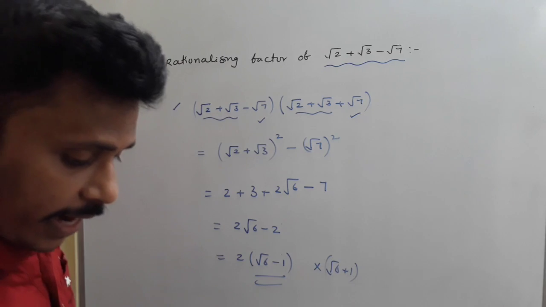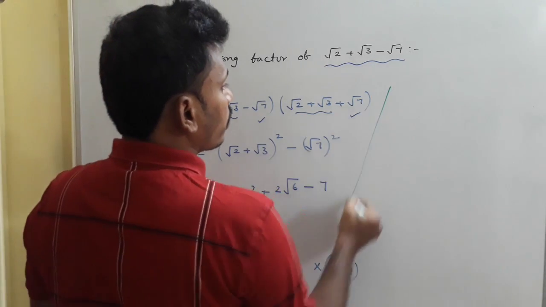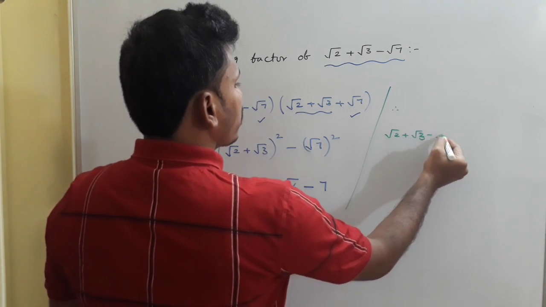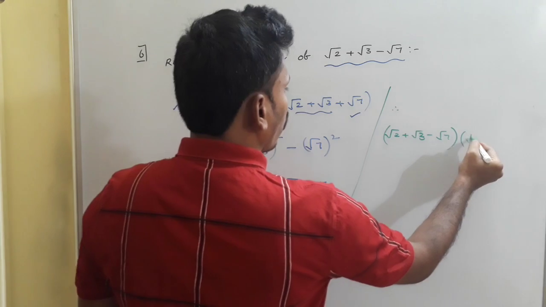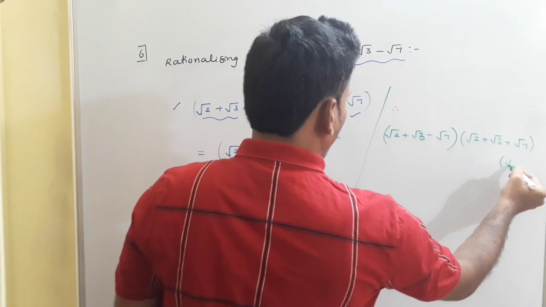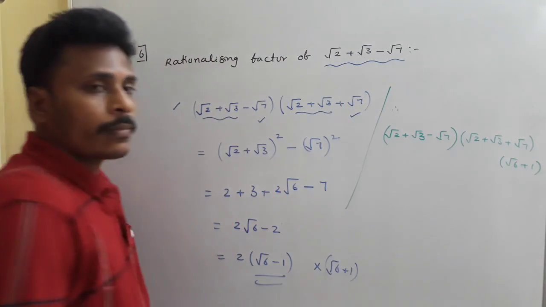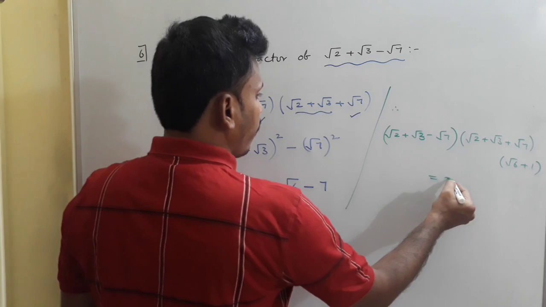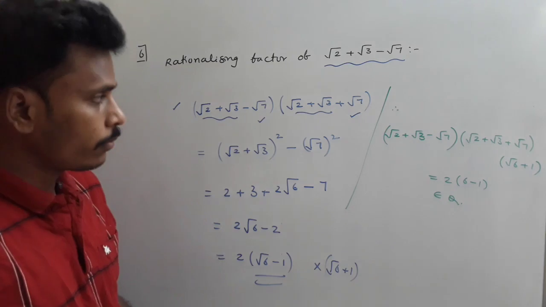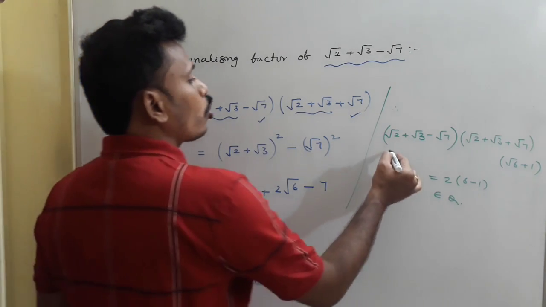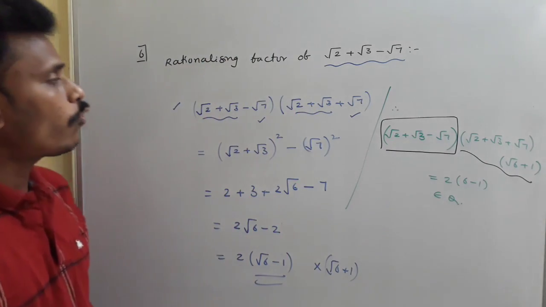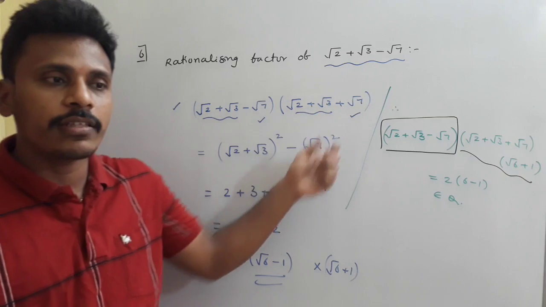And so, at the end, what will you say? Therefore, root 2 plus root 3 minus root 7 into root 2 plus root 3 plus root 7 into root 6 plus 1. This product is a rational number and the value is 2 into 6 minus 1, which belongs to the rational numbers Q. So finally we say that for the given surd, root 2 plus root 3 minus root 7, the rationalizing factor is this product. So finding the rationalizing factor for trinomial surds happens in this way.